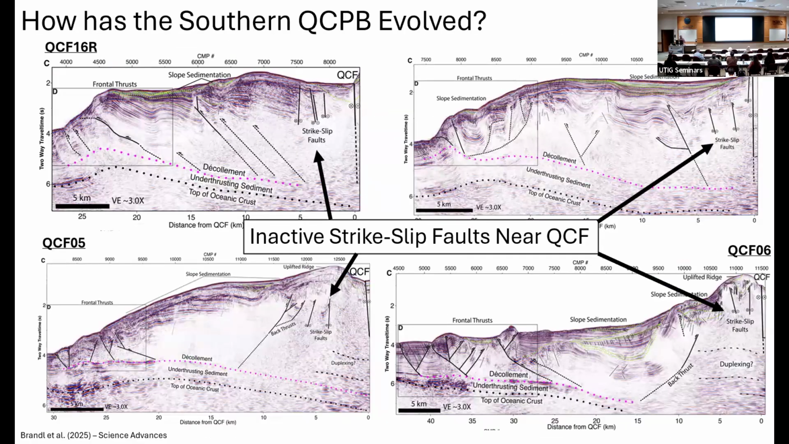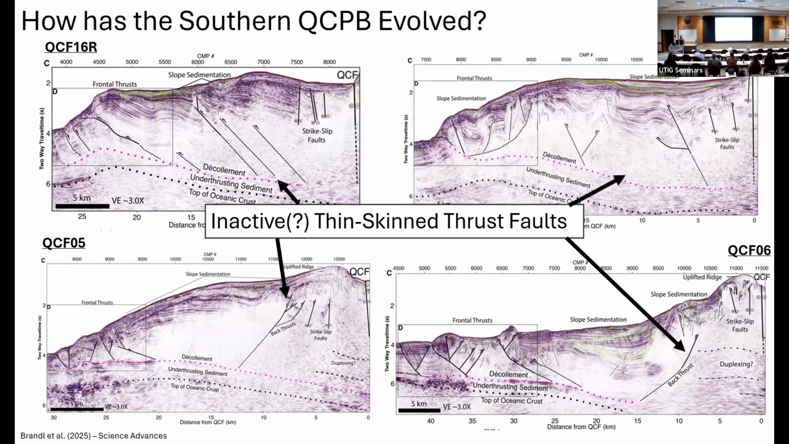What we think that means is that there was a progressive evolution in the crustal structure of the Queen Charlotte Terrace.